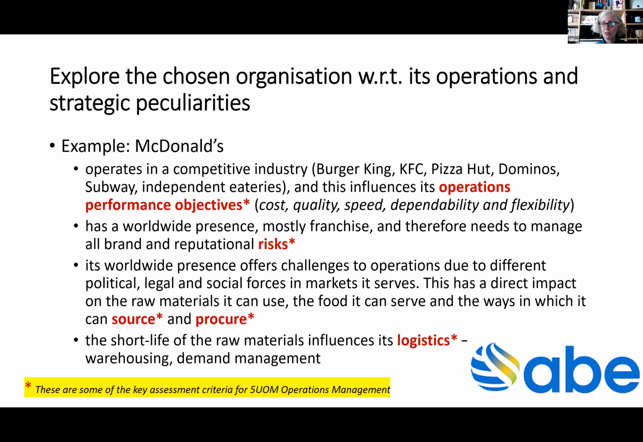And we know from our research that for McDonald's, the performance objectives are described as quality, cost, dependability, and flexibility. There's one more. Speed, yes. So they're the 5 operational performance objectives that that organisation has. Already, I see that somebody's done some research here. We know that it's a mostly franchise organisation and it has reputational risks that we would explain later on. It talks about the political, legal and social markets it serves and those impacts.